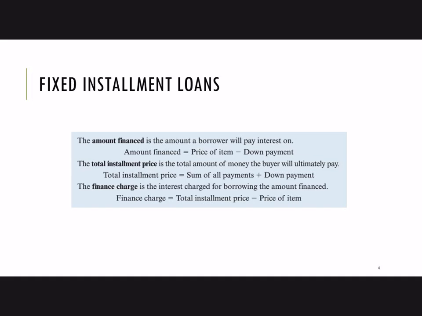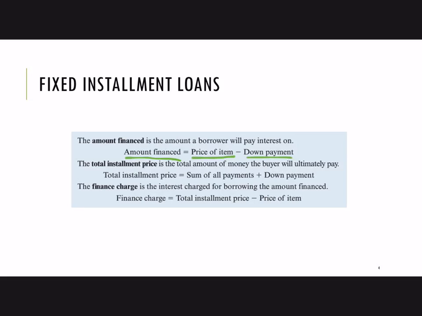Some other common terms that you need to know. The amount financed is the amount a borrower will pay interest on. A way to calculate it, your book gives you these kind of verbal equations. The amount financed is the price of the item minus the down payment. So whatever you're not able to pay for up front is the amount that needs to have a loan taken out to pay for.